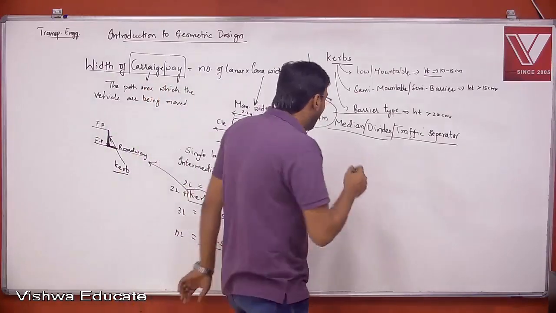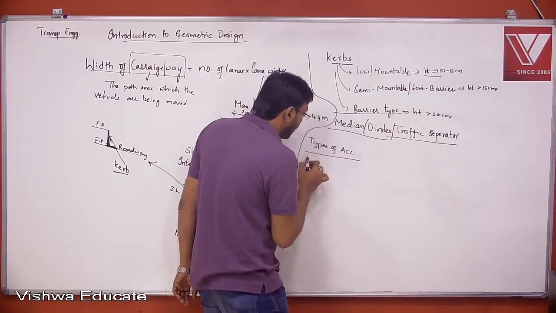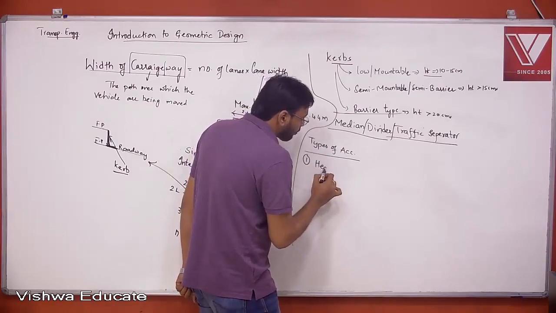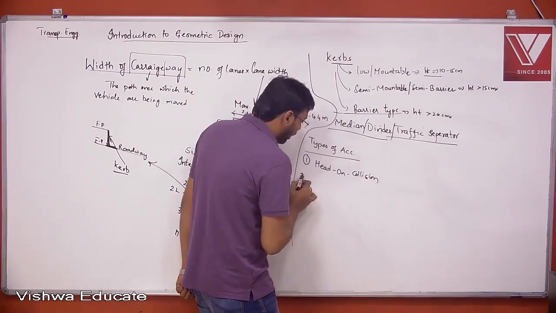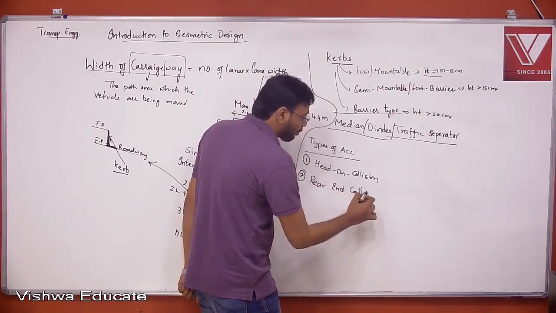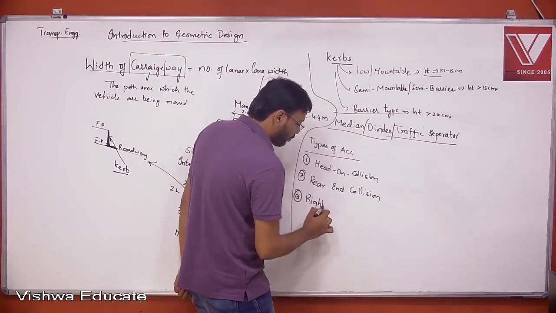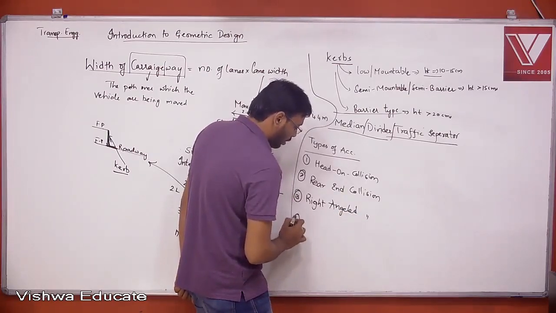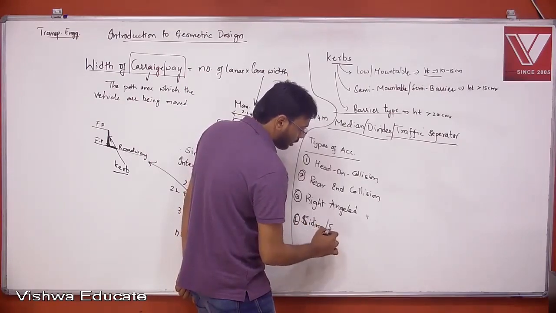We have different types of accidents. Many types of accidents are there, but these are the major types: head-on collision, rear-end collision, right-angle collision, and siding or swiping or brushing.